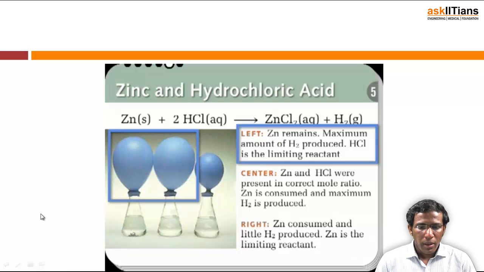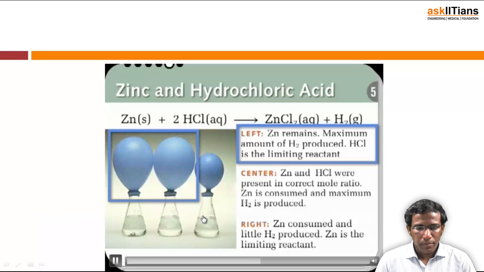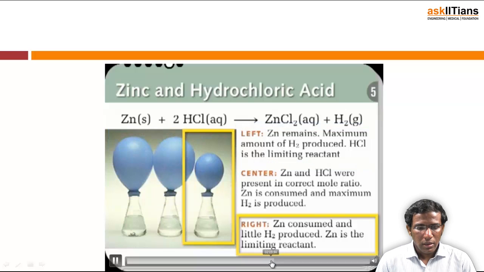However, if you take the rightmost reaction, zinc is present in insufficient amount. That's why the volume of the hydrogen gas liberated in this case is less than the volume liberated in the other two cases, which implies that zinc is the limiting reagent in this case, in which it is completely consumed.